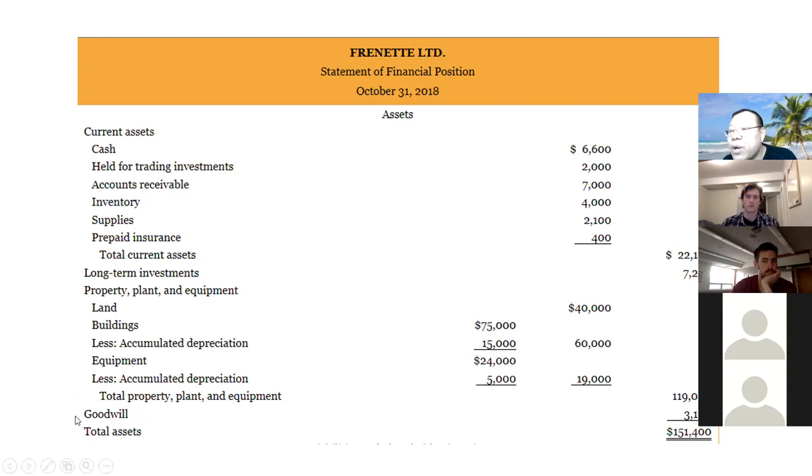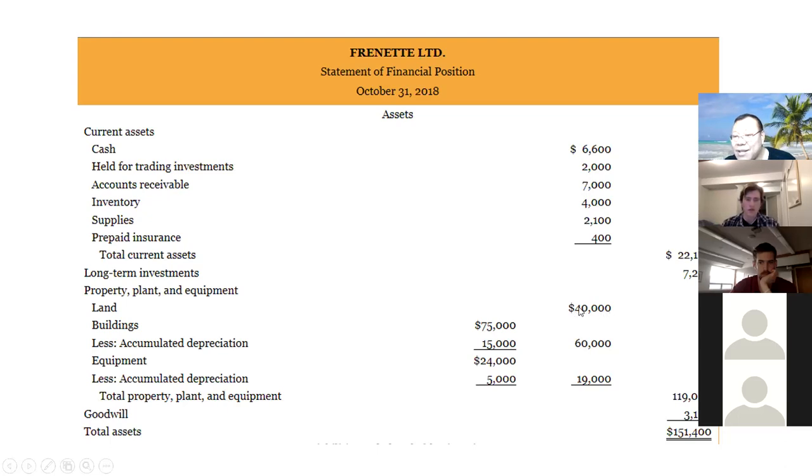I'm going to talk about goodwill in future lectures. What is goodwill about? Together, they add up to be the total assets. So I want you to pay attention here. Land. What's the value of the land?